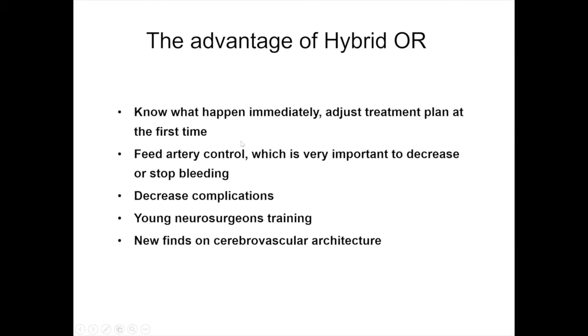For the hybrid OR, especially the intraoperative angiogram, we can know what happened immediately, and then we can fix the problem the first time. Like if some aneurysm is not clipped completely, or a normal artery was clipped, then we can adjust it right now. Also, it's very important for feeding artery control, which is very important to decrease or stop bleeding and to make the surgery less complicated, with fewer complications. Also, it's very useful for young neurosurgeon training, especially for dangerous surgeries like aneurysm clipping.